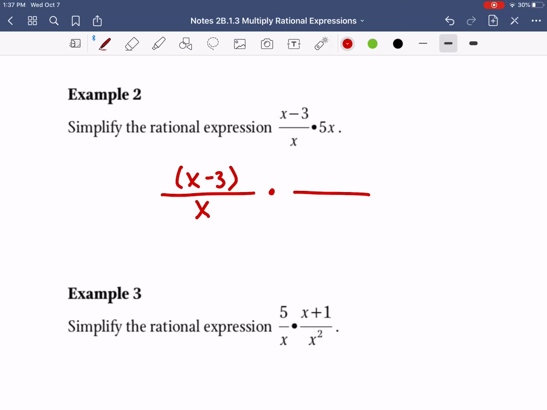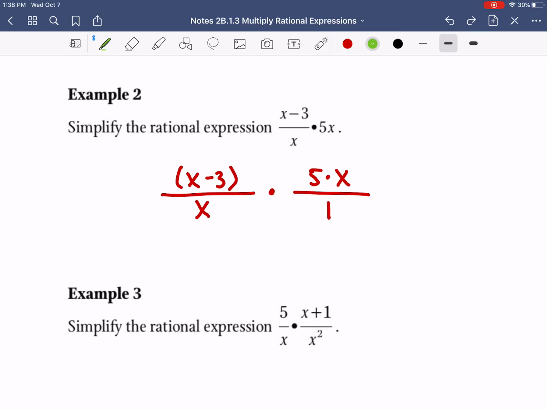I have to make the 5x a fraction, so I put it over 1. 5x is a monomial, so 5 is prime. There's nothing really I can factor. I could break it apart into 5 times x, though. All right, don't cancel anything yet. Think to yourself, can I cancel these x's? One's on top, one's on the bottom.